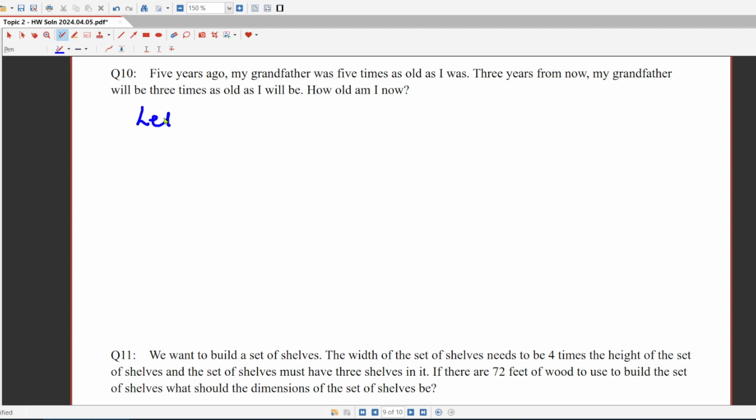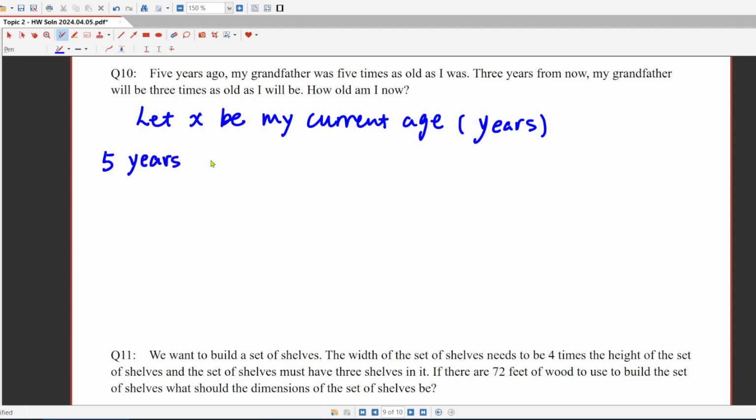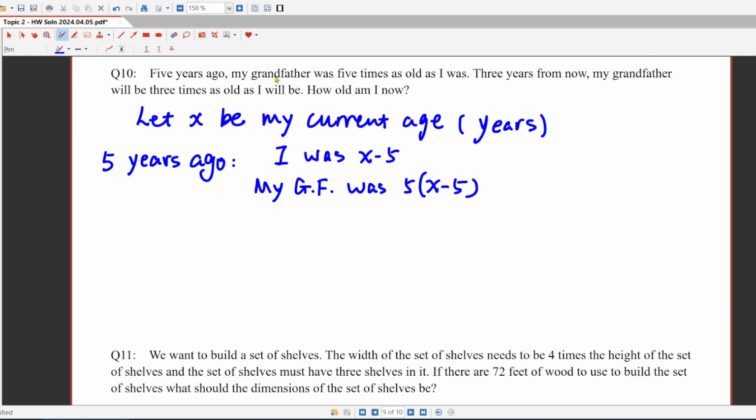Again, you can use a letter x to be my current age, right? And the unit, of course, is years. And according to the given information, 5 years ago, I was x minus 5 years old, right? And my grandfather was 5 times x minus 5 years old, right? According to the given information, my grandfather was 5 times as old as I was.